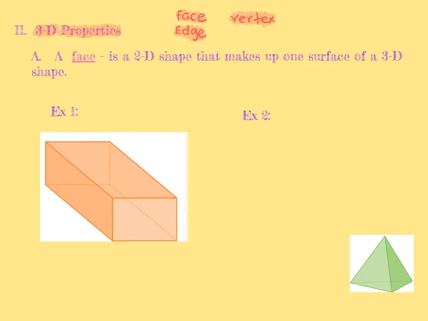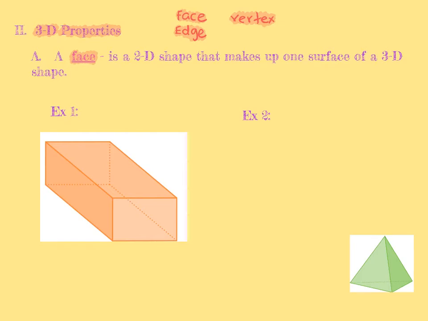Okay, the edges are basically the lines that you see that make up a square. Okay, that's what the edge is, but we're going to get a little bit more into it. First off is face. A face is a two-dimensional shape that makes up one surface of a three-dimensional shape or figure.